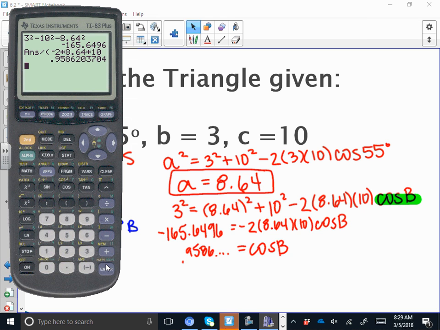Okay, so we get in our calculator 0.9586 and so on, which equals the cosine of b. So now, if we want just angle B, what do we need to do in our calculator? Say what? Inverse cosine. So we need the inverse cosine of the answer that I have in my calculator. So that angle B is 16.53 degrees.